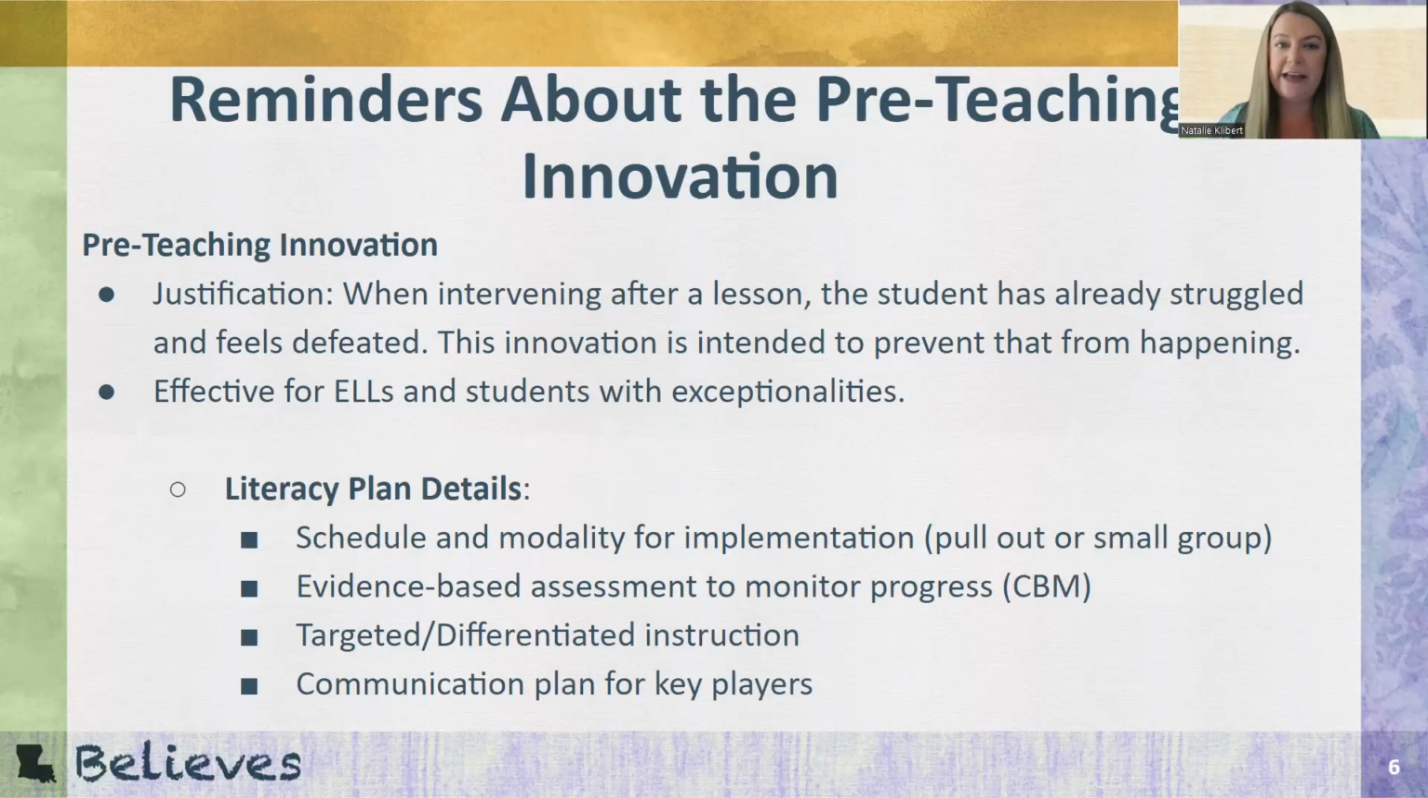Okay, so most of you, I have 15 LEAs. 13 of the 15 LEAs are doing this pre-teaching innovation. The justification for it is that when we're intervening after a lesson, the student has already struggled and feels defeated. This innovation is intended to prevent that from happening, and it's especially effective with our ELs and our students with disabilities or exceptionalities, which cause most of the labels that happen under this UIN umbrella.